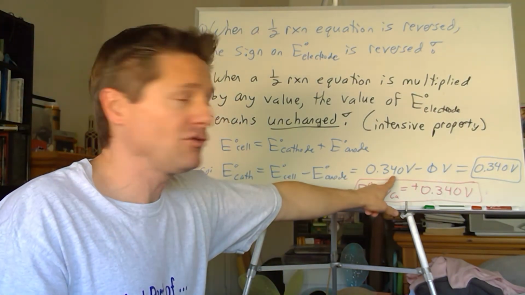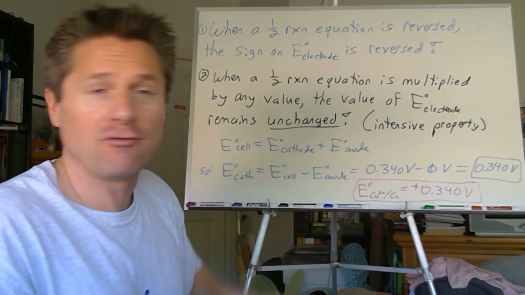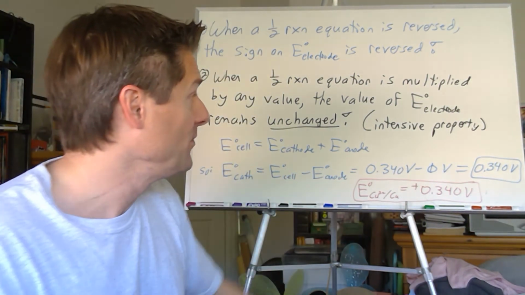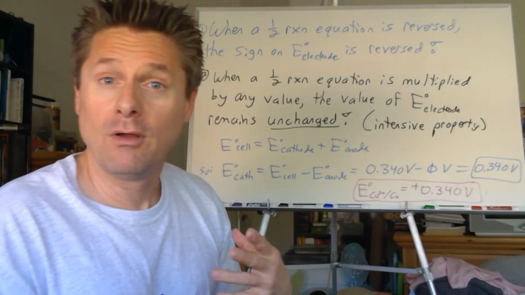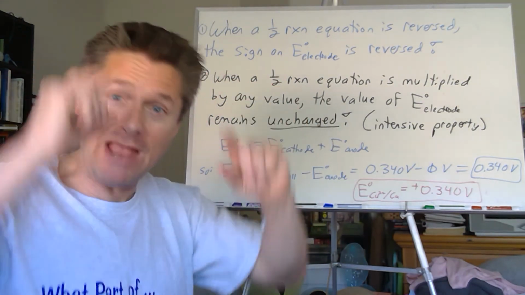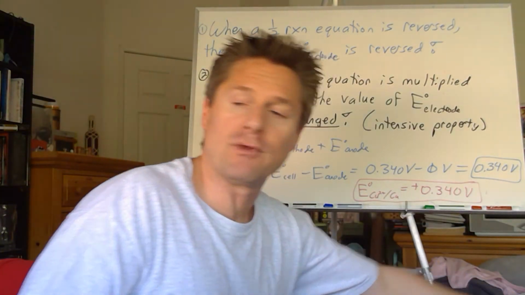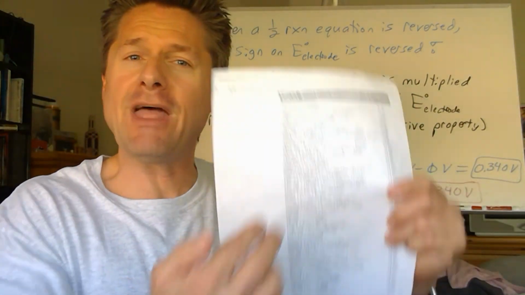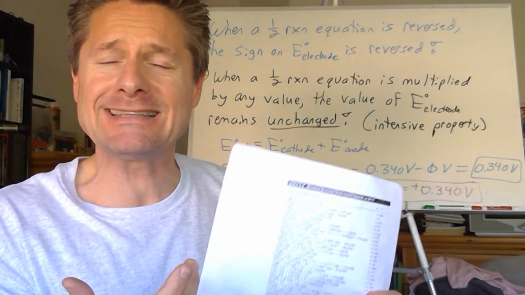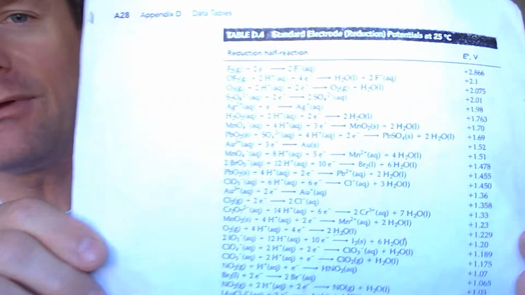So this is what we measured on the voltmeter, positive 0.340 volts. Subtract the value for the anode, which is defined as 0. So the half cell potential for the cathode, the reduction, is just what's measured. That's why we love the reference state of 0. So we get the positive 0.340 volts. So we can do that for every species connected to the standard hydrogen electrode as the anode. Do this, and these are the values you get, my friends.